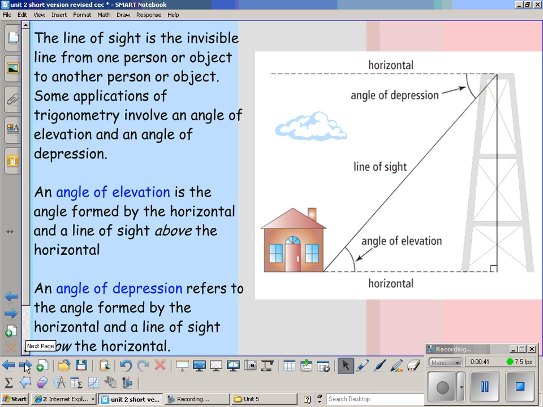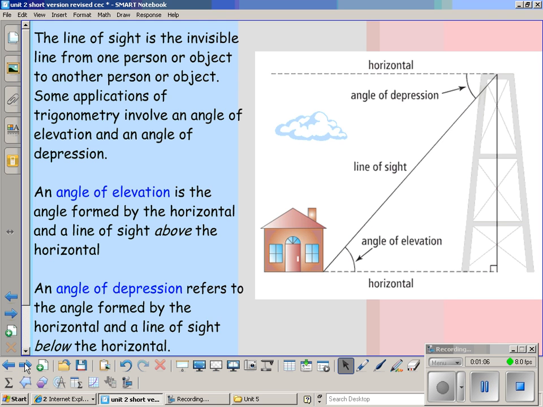There are a couple of terminology pieces that we need to be very clear on when we are going to do application questions. The line of sight is the invisible line from one person or object to another person or object, and it is a horizontal line. Some applications of trigonometry involve an angle of elevation and an angle of depression.